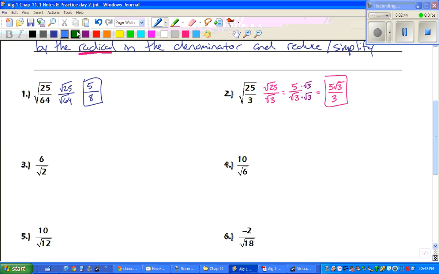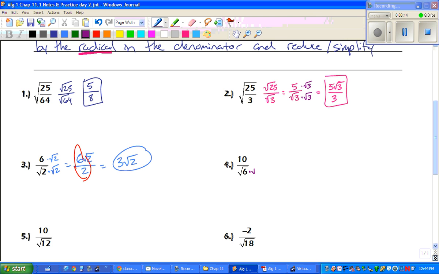Let's look at number 3. So we can't have the root in the bottom, and that changes to 6 root 2 over 2. And can you reduce? Yes, you can, because what's 6 divided by 2? We can reduce that. 6 divided by 2 is 3 root 2. Okay?